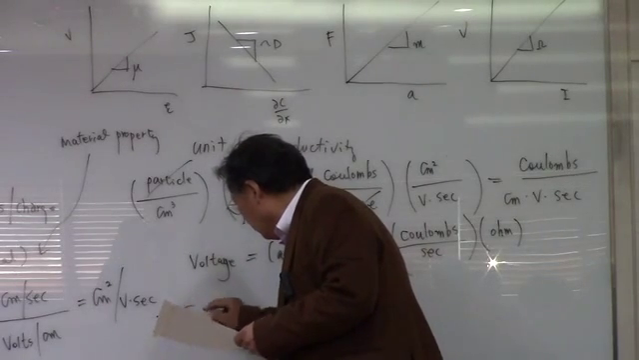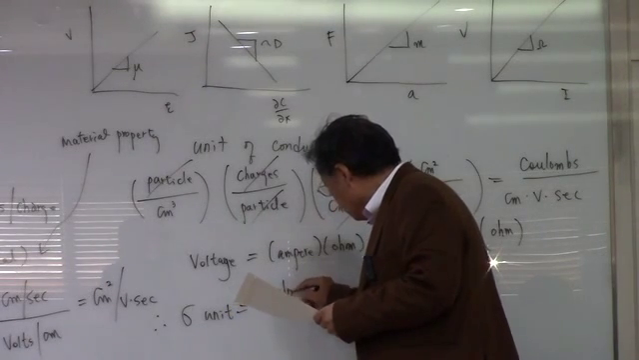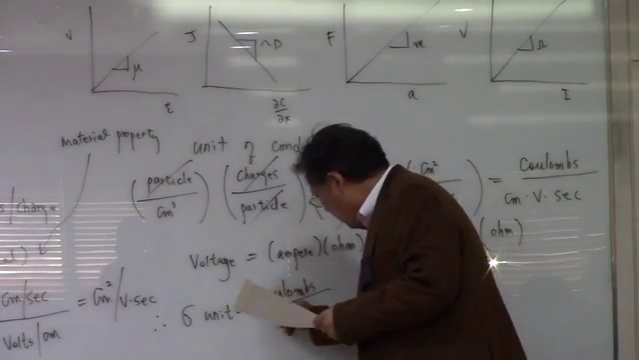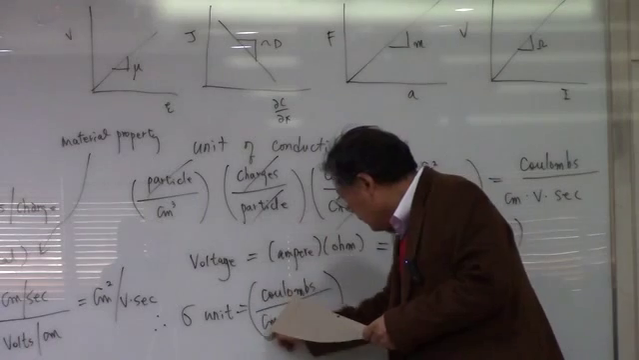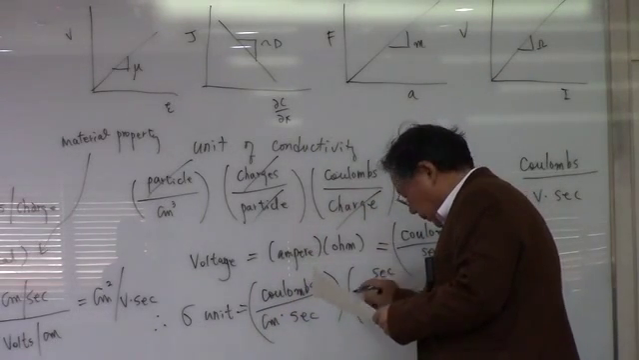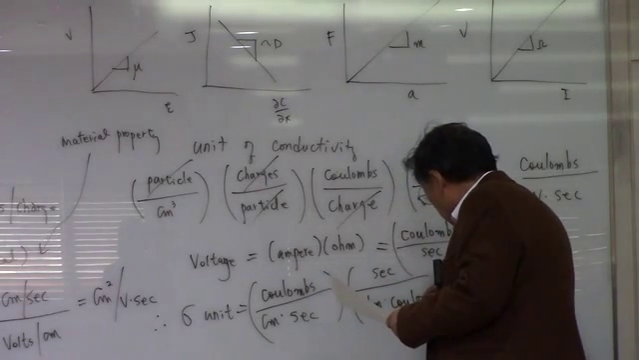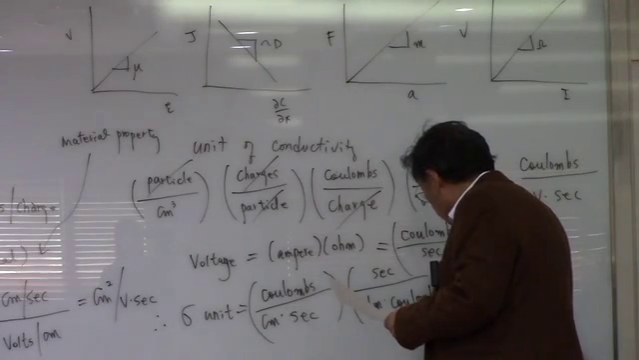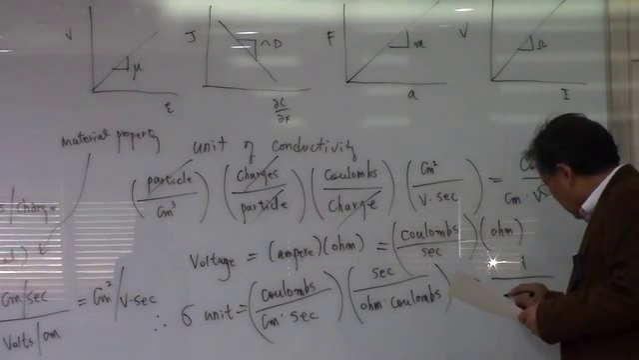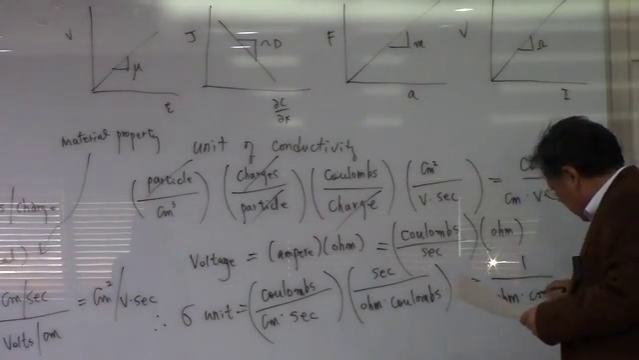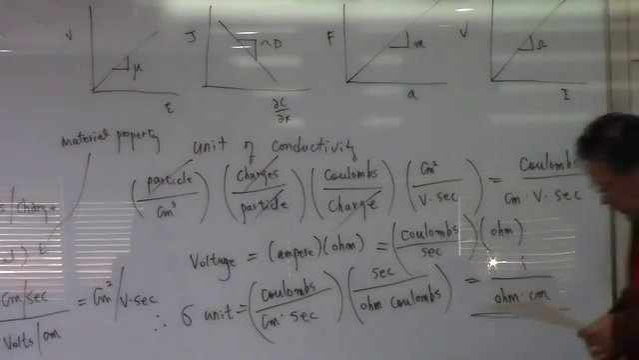So the conductivity unit now becomes coulombs per centimeter sec times sec, ohm, coulombs, and we end up with 1 over ohm centimeter. So the conductivity has a unit something like this. Okay.